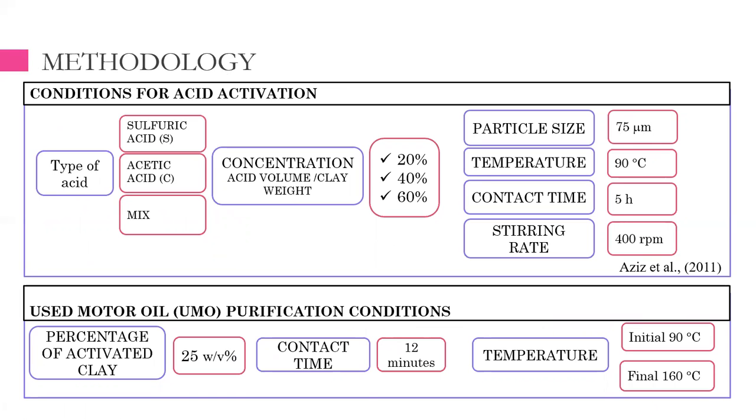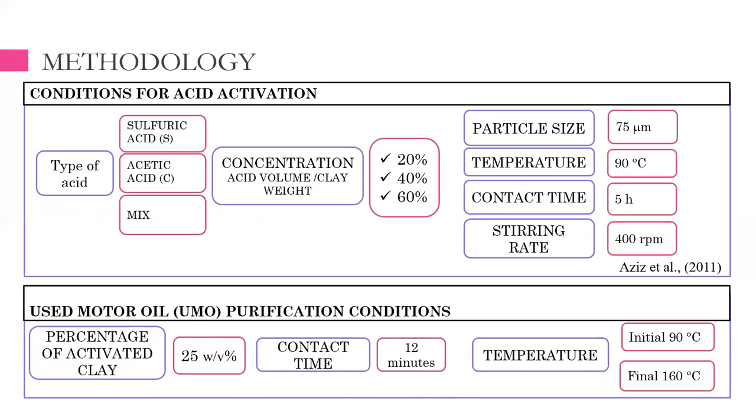clays with acids, which were sulfuric acid, acetic acid, and a mixture of acids with concentrations of 20, 40, and 60%. Once we had the activated clays, we mixed these activated clays with used motor oil, and in this case, we used a concentration of 25% of activated clay and a contact time of 12 minutes. After this process was carried out, we characterized the treated motor oil.